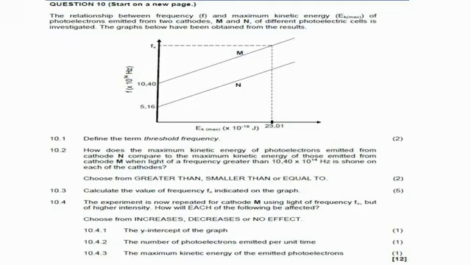Then 10.3 says calculate the value of frequency fx indicated on the graph. So we can see that we are given this frequency here, and then we can make use of this, right? Let's make use of cathode M, since we can see that it intersects here with M and then all the way there. So we can make use of these values, right?